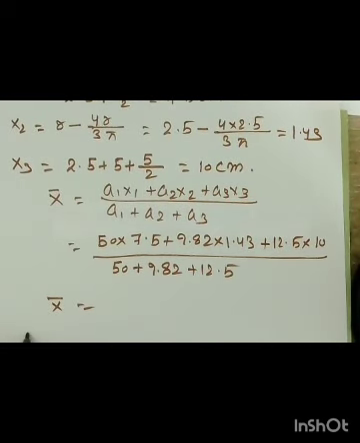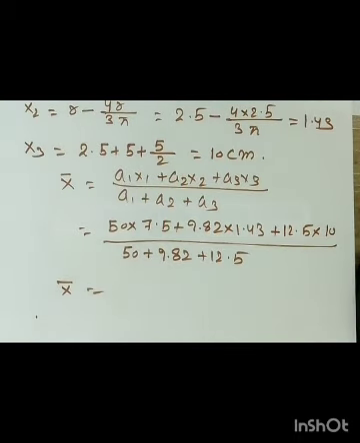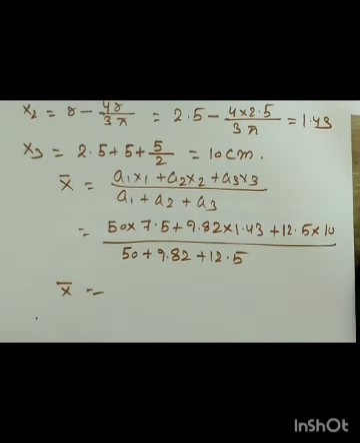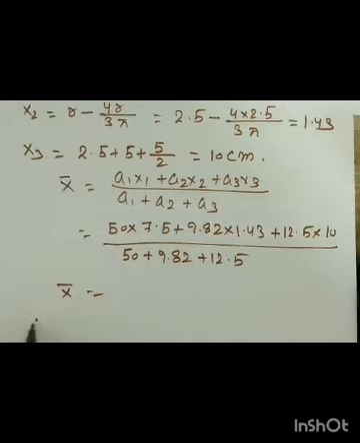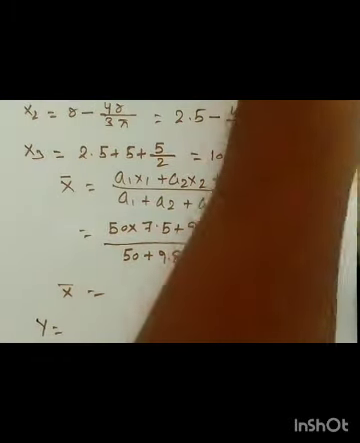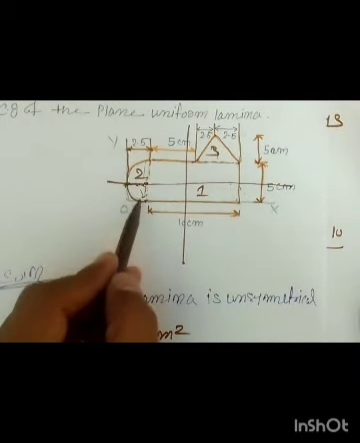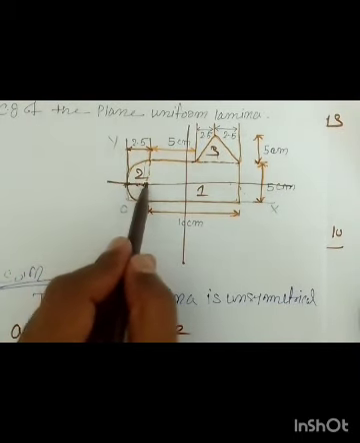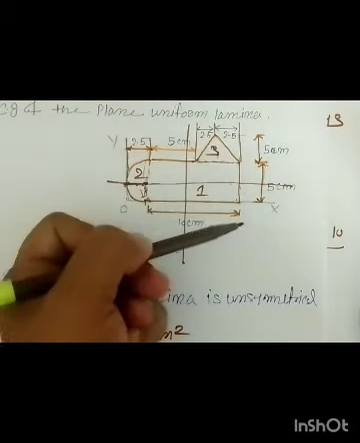Then now we have to find out the y coordinate. So y bar is what? A1 y1 plus A2 y2 plus A3 y3 by A1 plus A2 plus A3. Now, first of all, A1, A2, A3 will be same for both the cases. But y1 is equal to what? For this rectangle it is half of the depth, for this semicircle kept vertically the y coordinate of the centroid about the x axis is the radius, which is 2.5, and for this it is h by 3.